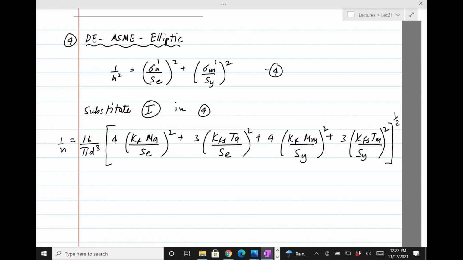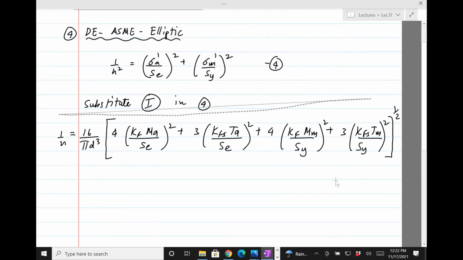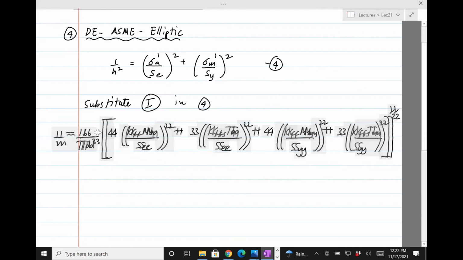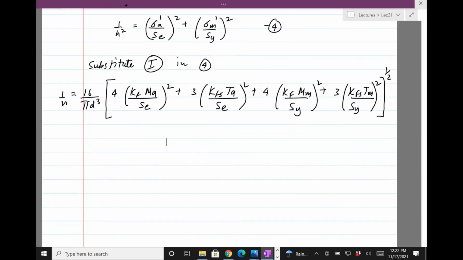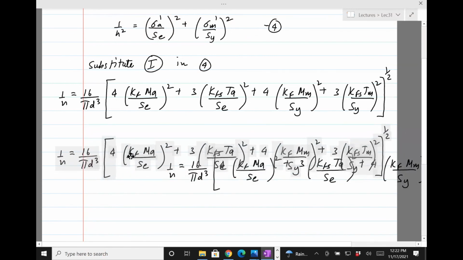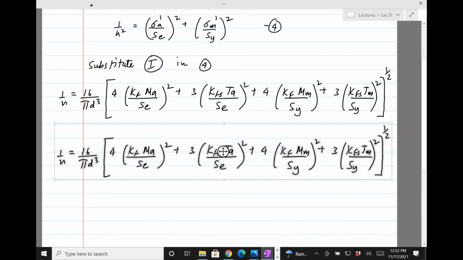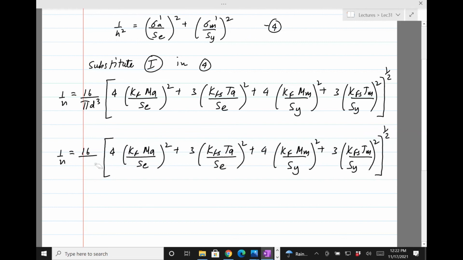Okay, so that's the equation for factor of safety. We can also find the diameter. So copy that. Paste. And then what we're doing here is solving for d. So we'll move the d up, move the n down.